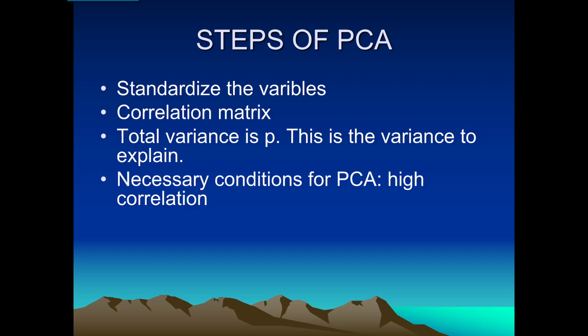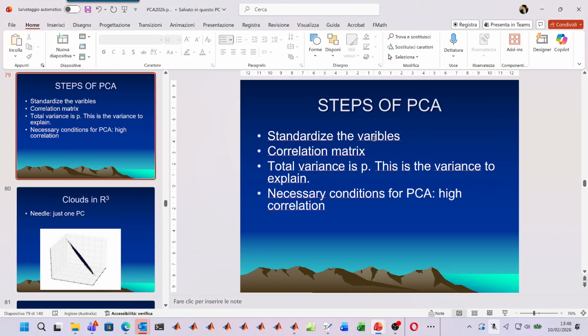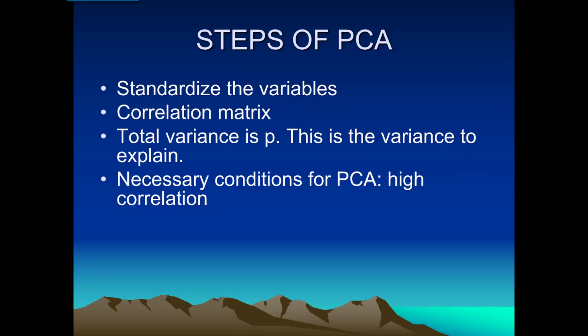Steps of principal component analysis. Generally the variables are on different scales, on different units of measurement, therefore you have to standardize the data. So you have to work on the variance covariance matrix of the standardized data, that is, on the correlation matrix. The total variance of the correlation matrix, the sum of the elements in the main diagonal, is P, if there are P variables. This is the variance that you want to explain. You want to explain the variance of these P variables with a smaller number of variables. These variables are obtained as a linear combination of the original variables, and they are orthogonal.